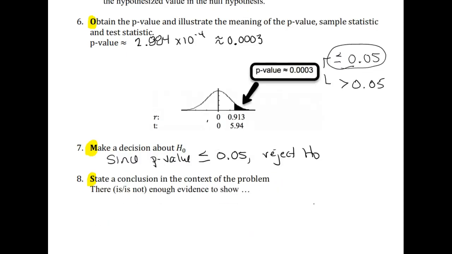So when we go to make a decision now in step 7, we're going to say that since this p-value is less than or equal to 0.05, we would reject H0. And if we state a conclusion in the context of the problem, if we reject H0, we do that because we don't think it's true. So we throw that out, which means there is evidence to conclude HA in context, which in this case says rho is greater than 0.